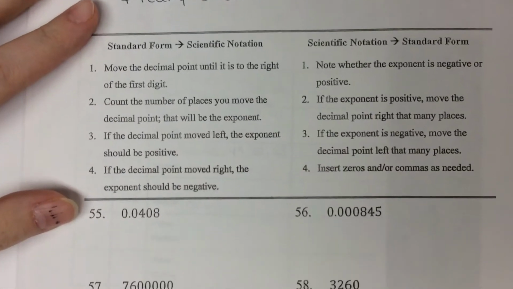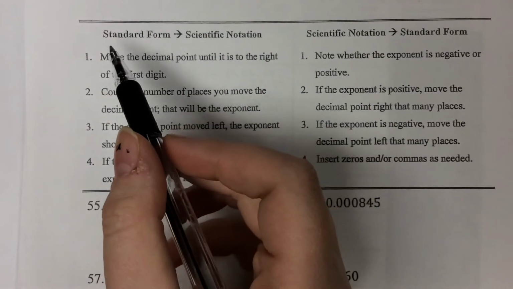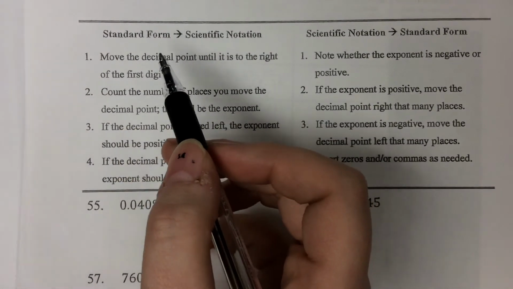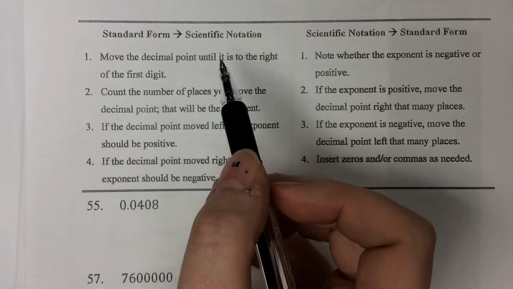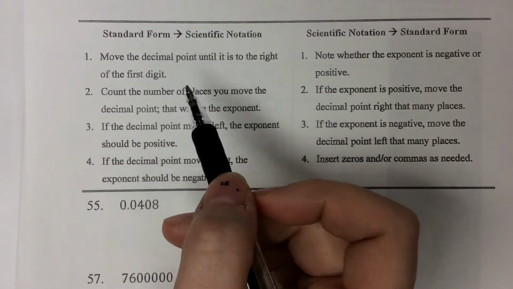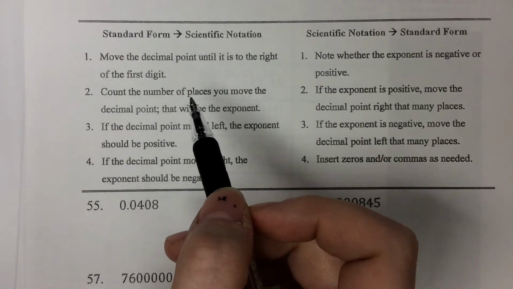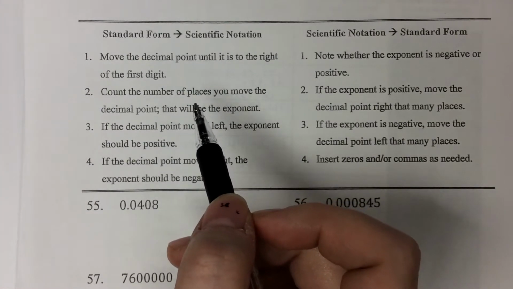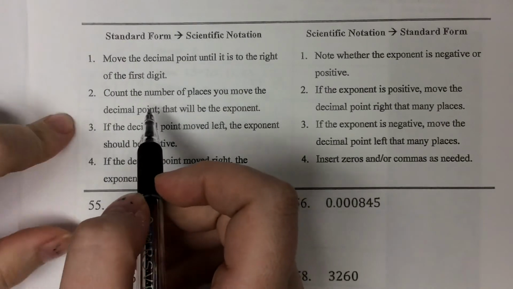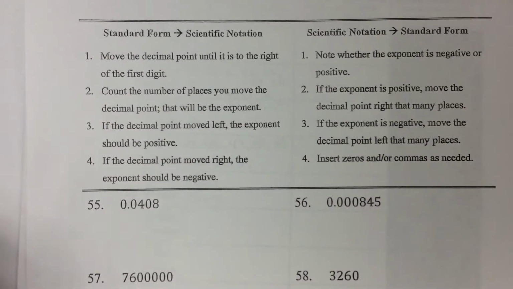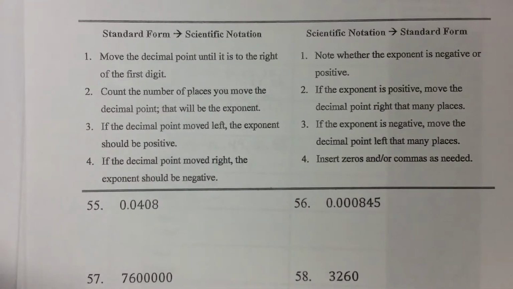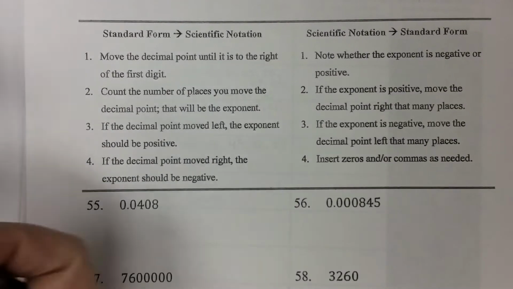So here's how it works. If we are going from standard form, which is the regular form of a number, into scientific notation, you need to move the decimal point until it is at the right of the first number, okay? So always after the first number. Then you need to count the number of spaces that you moved that decimal point, because that's going to be your new exponent.